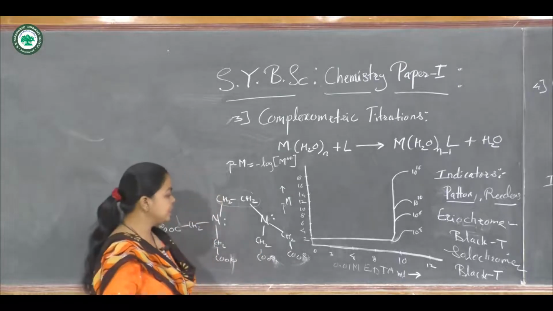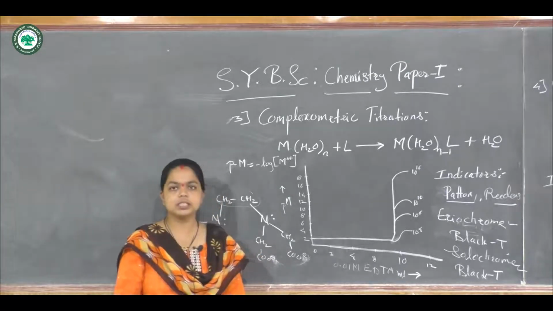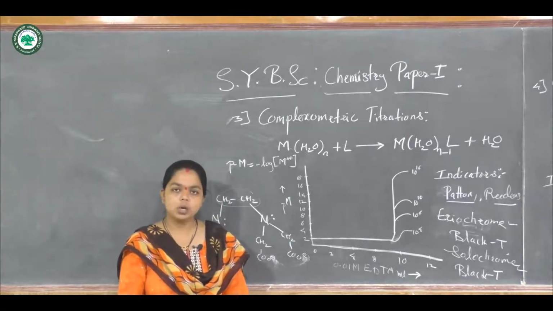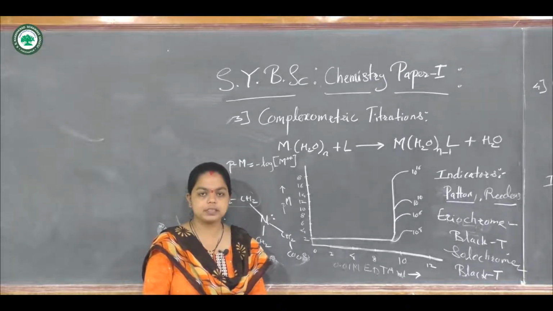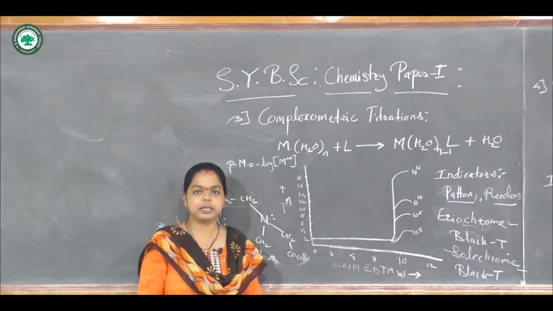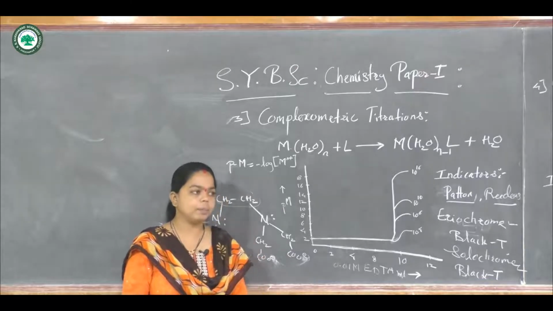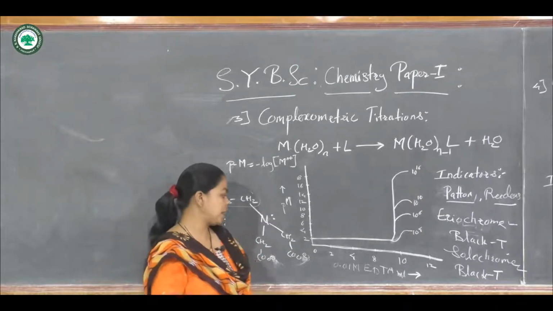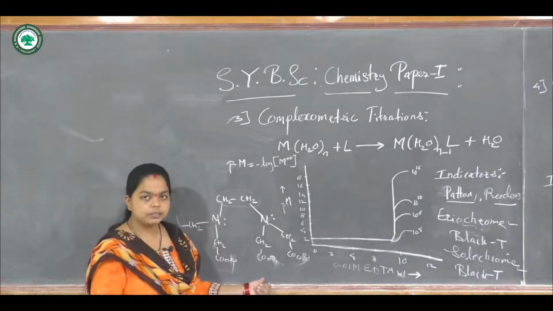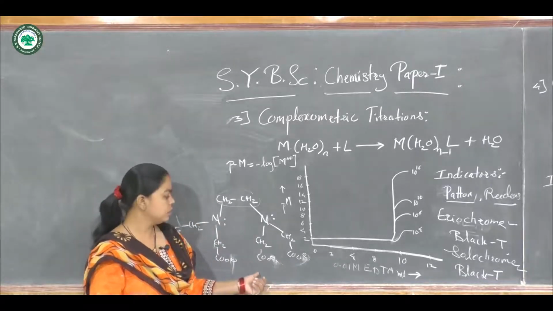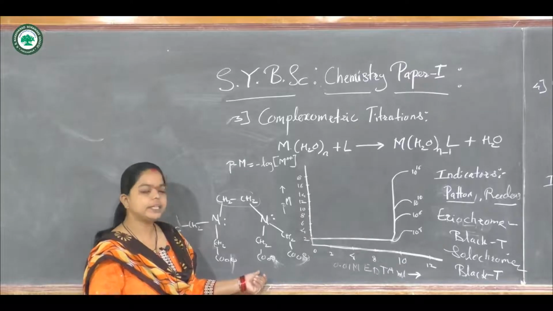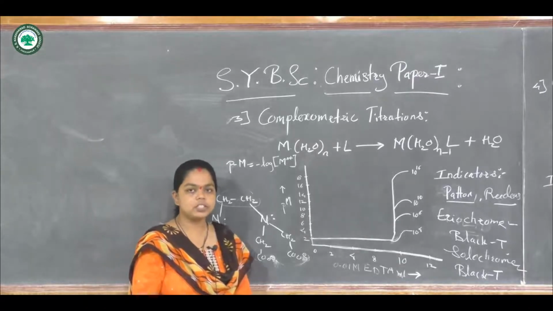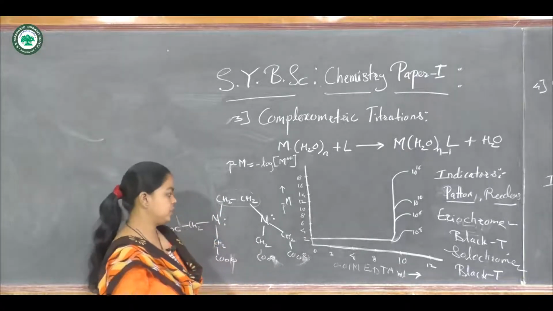So this EDTA will form a stable octahedral complex with different types of metal ions like copper, zinc, or chromium. This type of metal ion will get complexed with this type of reagent. It is called EDTA. So it is also called a chelating reagent or complexing reagent.